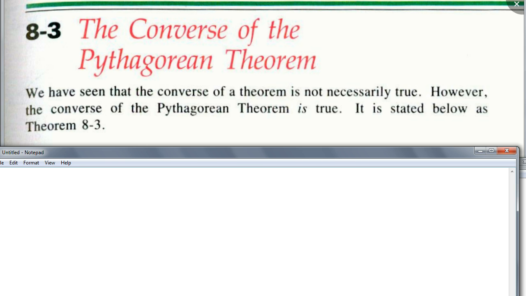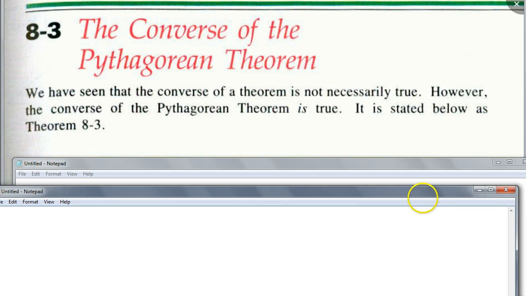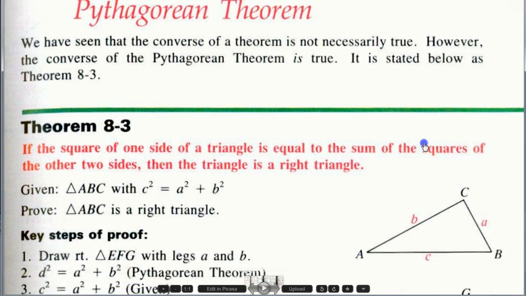We have seen that the converse of a theorem is not necessarily true. However, the converse of the Pythagorean theorem is true. It is stated below as theorem 8.3. We know that the converse of a theorem is not necessarily true, right? But for the Pythagorean theorem, guess what? It is true. So here it is.